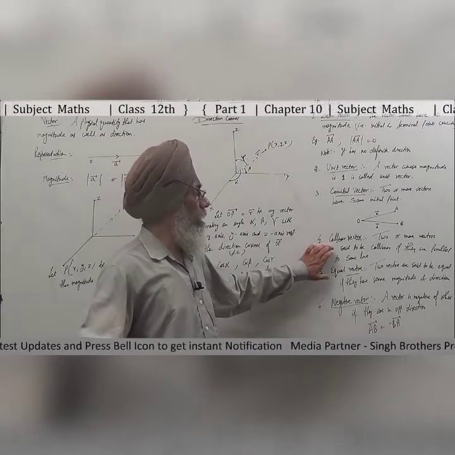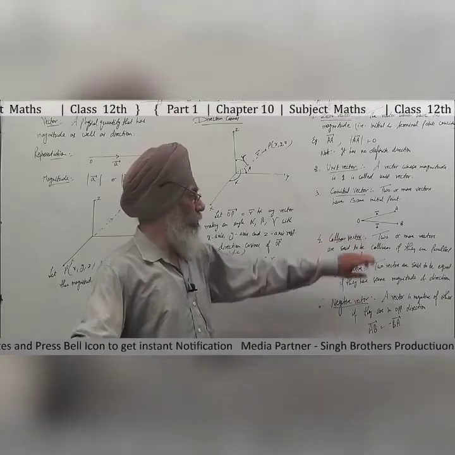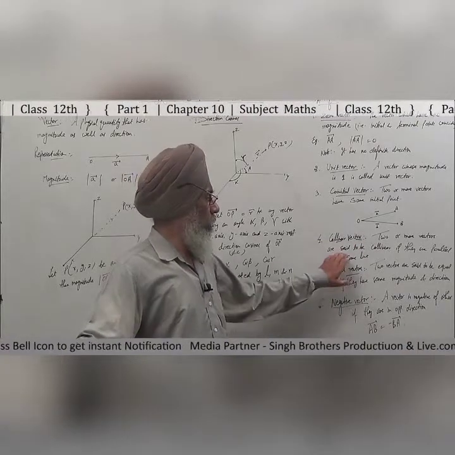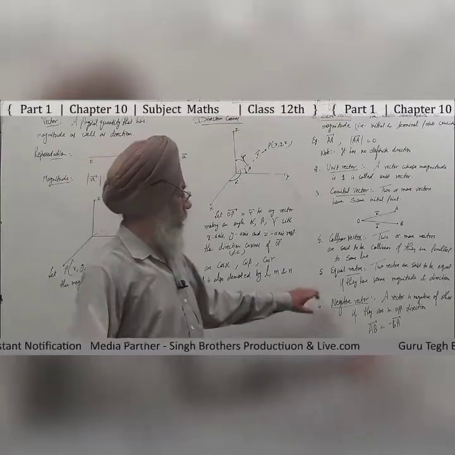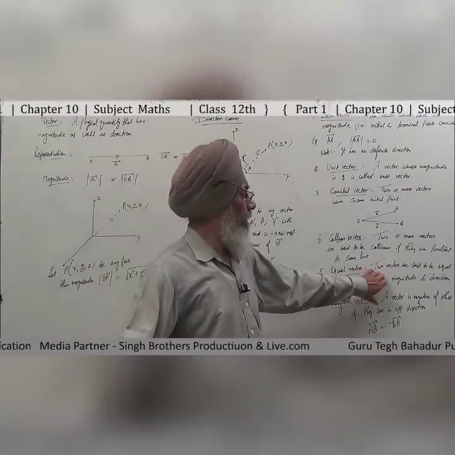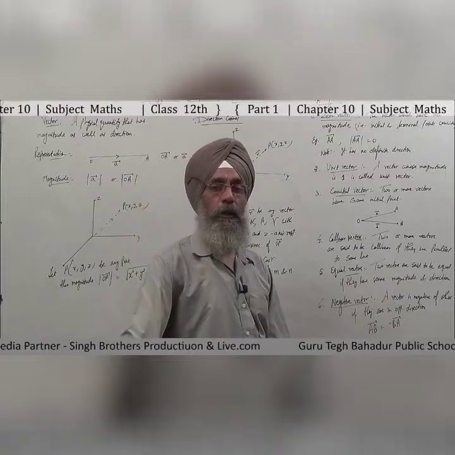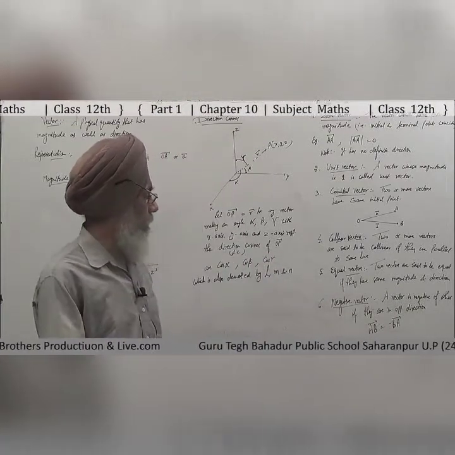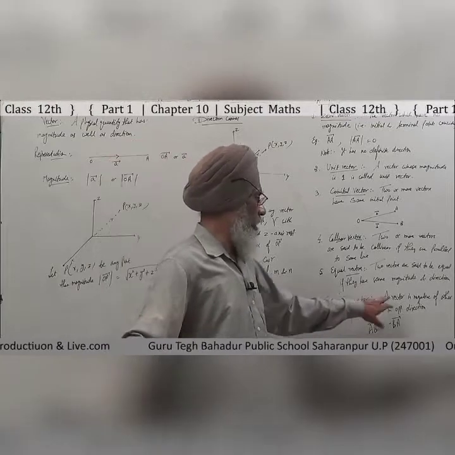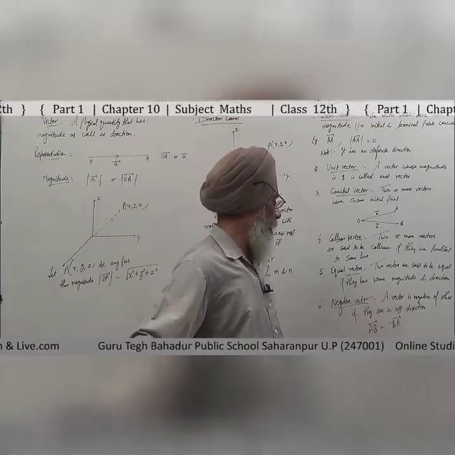Then are the collinear vectors, meaning two or more vectors are said to be collinear if they are parallel to the same line. Equal vectors: two vectors are said to be equal if they have the same magnitude and direction. Magnitude same hai, direction same hai, so they are known as the equal vectors. Negative vector: a vector is the negative of another if they are in opposite directions.